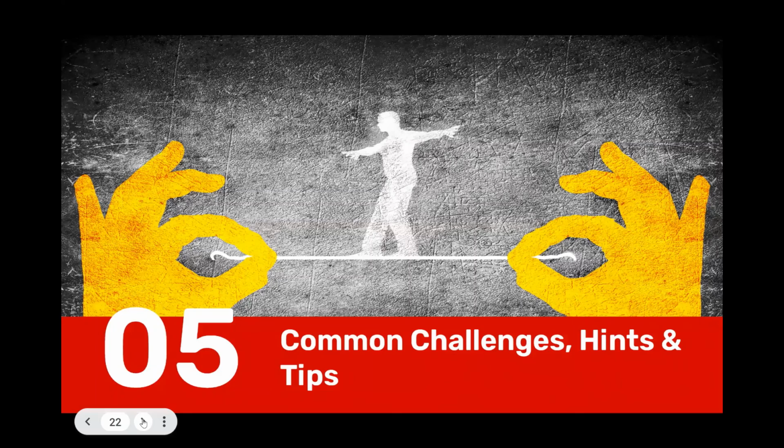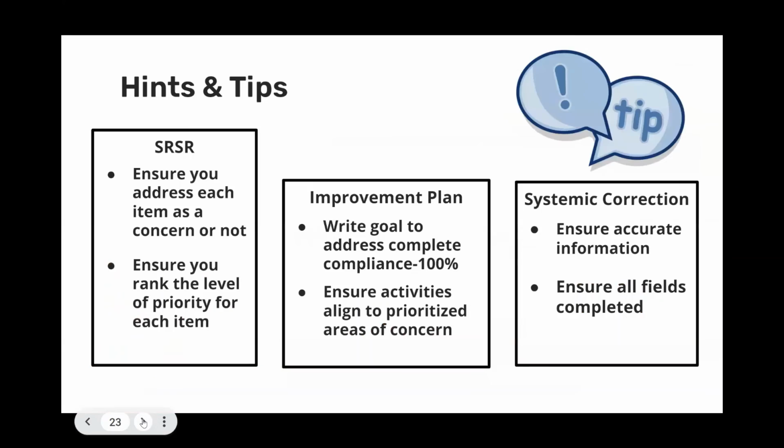So I wanted to share just a couple of things that we've learned throughout the years completing this process. So some common challenges, then hints and tips. When you're completing the SRSR, be sure that you address each item, whether it's a concern or not a concern. And then make sure that if you said it is a concern, that you rank the level of priority for each item. When you're looking at the improvement plan, make sure that your goal is to address compliance at 100%, because that is the goal of this compliance indicator. And then you need to be sure that your activities align to the prioritized areas of concern. So there's alignment between whatever activity you're indicating and what area on your improvement plan that matches.